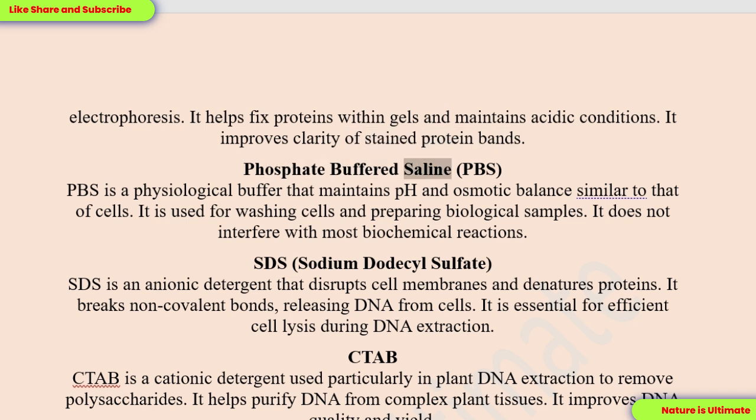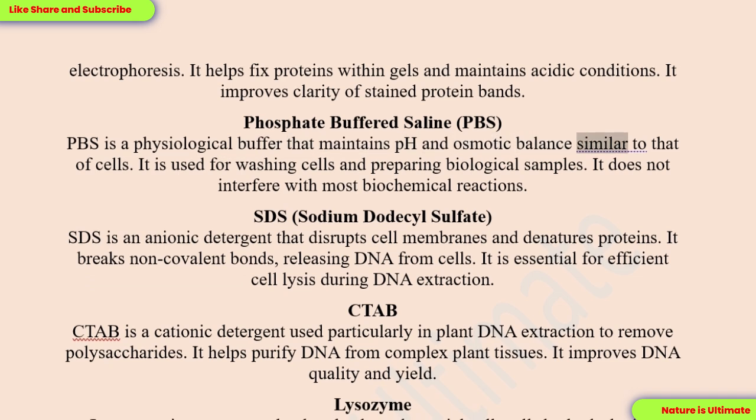Phosphate buffered saline, PBS. PBS is a physiological buffer that maintains pH and osmotic balance similar to that of cells. It is used for washing cells and preparing biological samples. It does not interfere with most biochemical reactions.